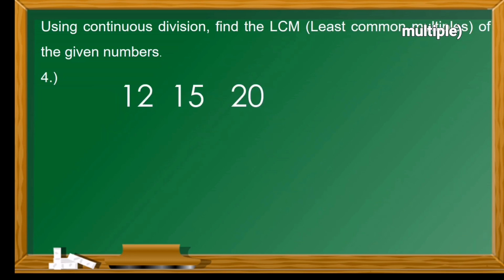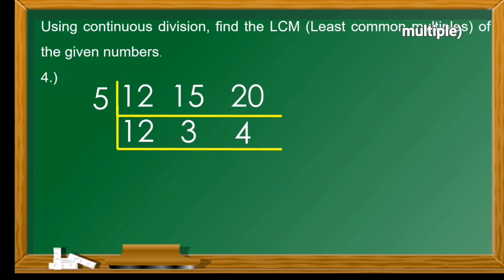Number 4, 12, 15, and 20. Go! We use 5 as the divisor for these three numbers. So 12 divided by 5 cannot be. So bring down the 12. Then 15 divided by 5 equals 3. 20 divided by 5 equals 4. So our quotient is 12, 3, and 4. So divide it by 2. So 12 divided by 2 equals 6. 3 divided by 2 cannot be divided again, so bring it down. Then 4 divided by 2 equals 2.